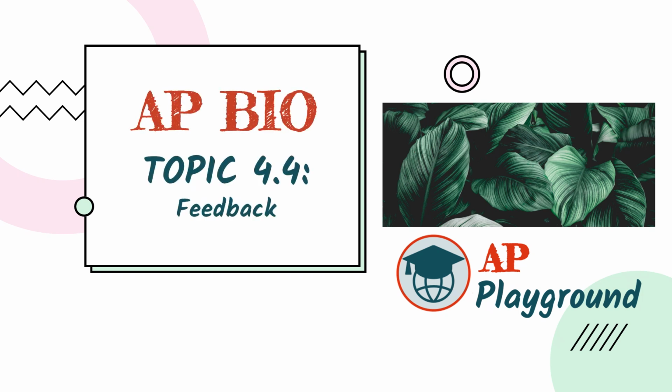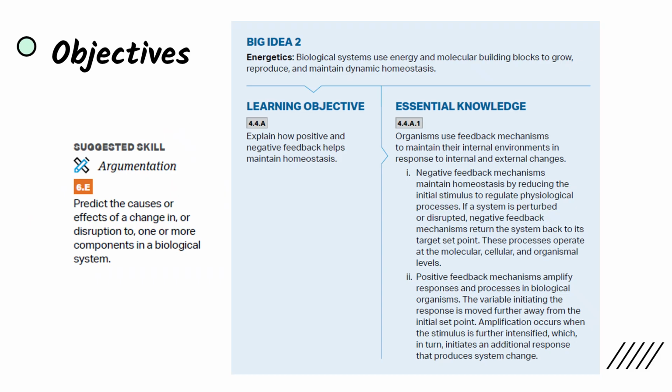Today we're covering topic 4.4, feedback. Our focus is on positive and negative feedback, and especially how they contribute to the maintaining of homeostasis. We'll be looking at different kinds of negative feedback loops and positive feedback mechanisms. And our suggested skill is argumentation 6E, predict the causes or effects of a change in or disruption to one or more components in a biological system.